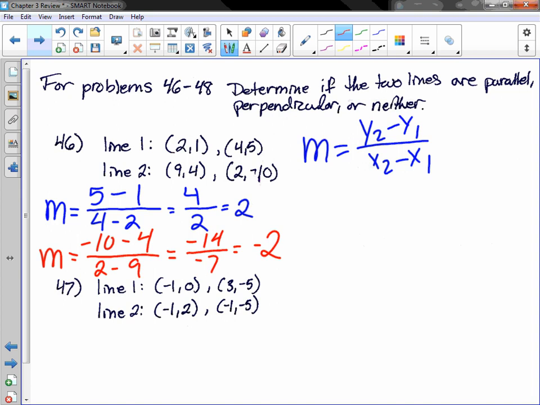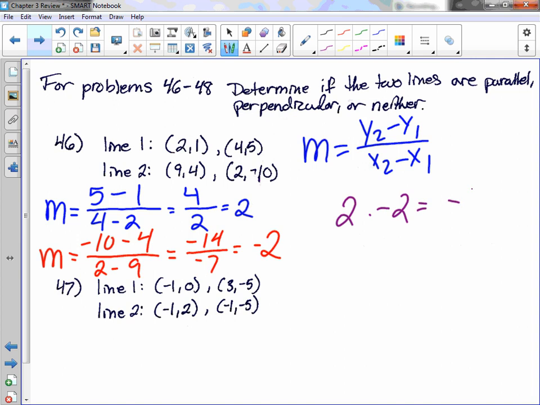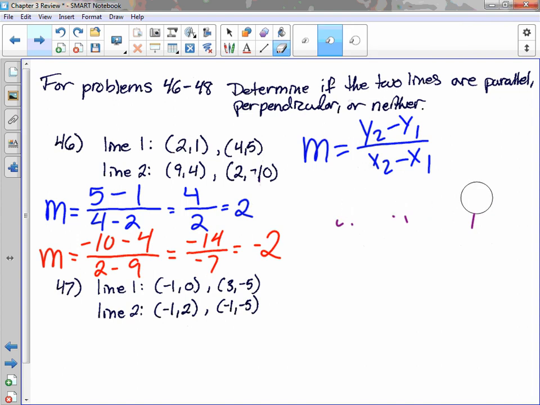If two lines are perpendicular, their slopes are what? The opposite reciprocal. Are these slopes the opposite reciprocal of each other? Or what else did it say? If two lines are perpendicular, the product of their slopes is negative 1, yes? What is 2 times negative 2? Negative 4. Are these perpendicular?